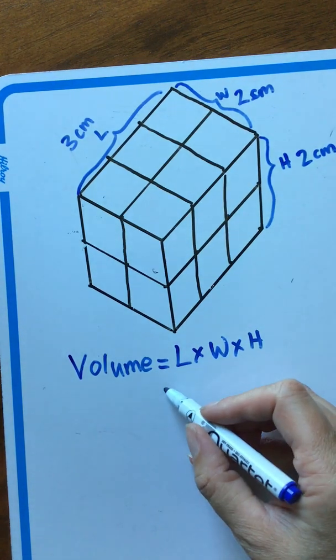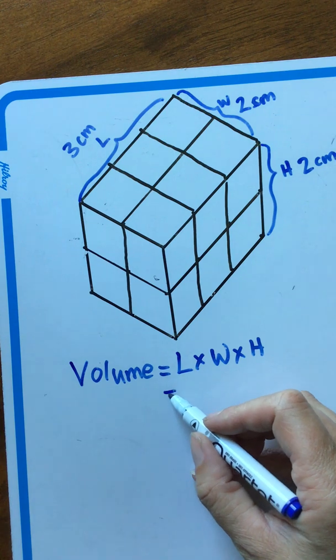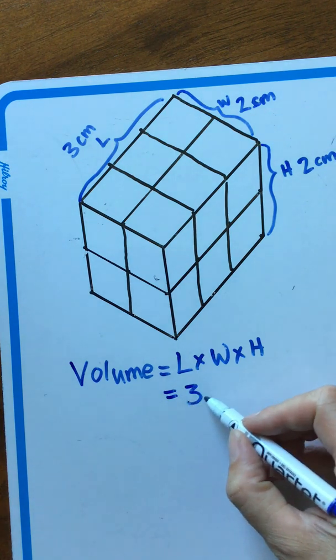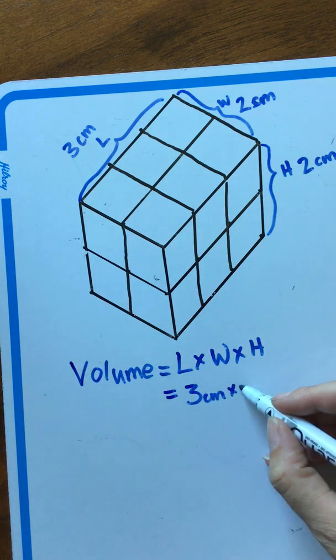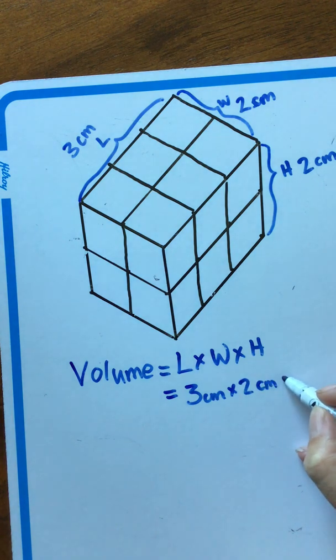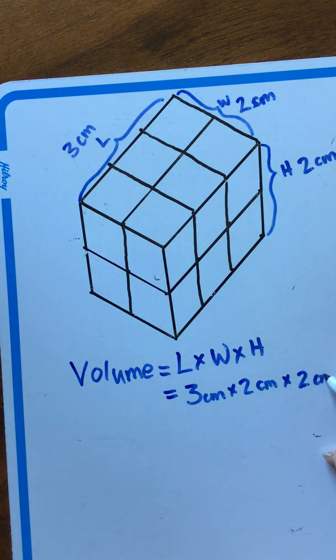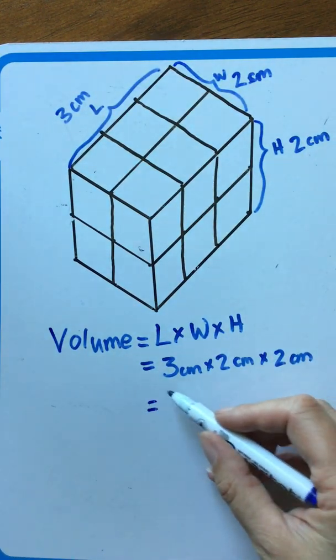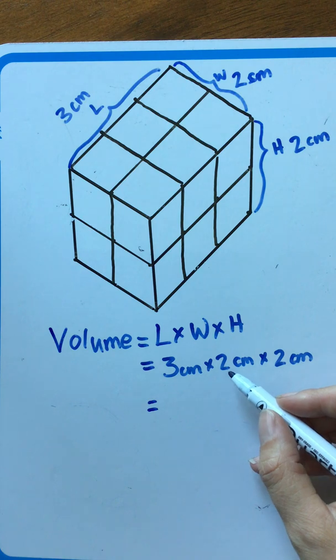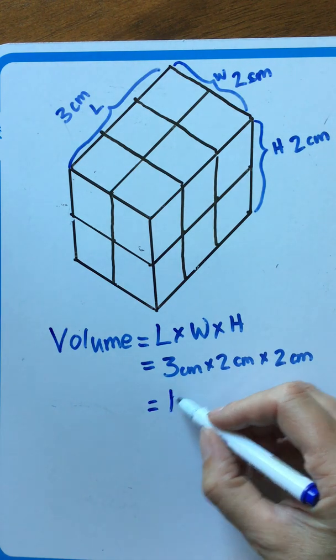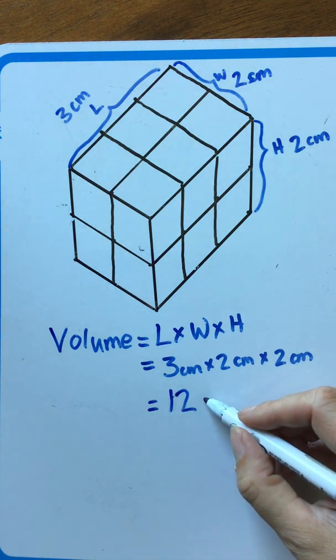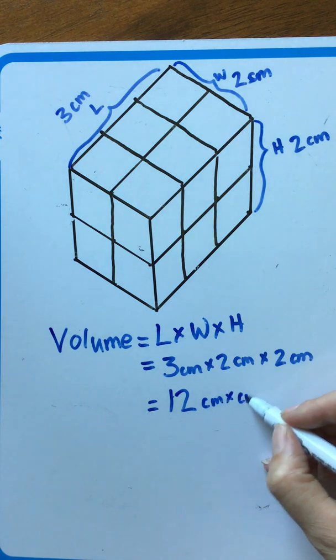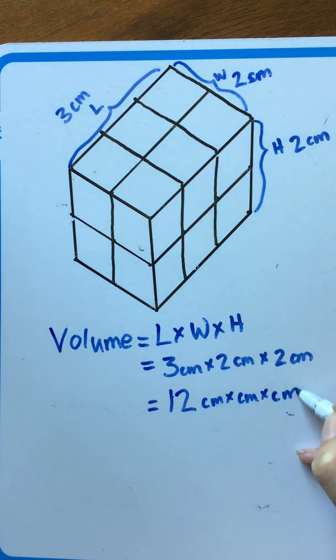Okay, so for our volume, we've got 3 centimeters times 2 centimeters times 2 centimeters. Okay, 3 times 2 is 6. 6 times 2 is 12. So I've got 12 centimeters times centimeters times centimeters. I think you can probably tell what's coming. That's right, it's a lazy mathematician moment.